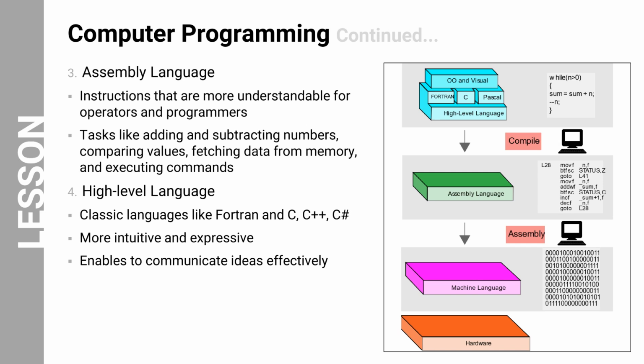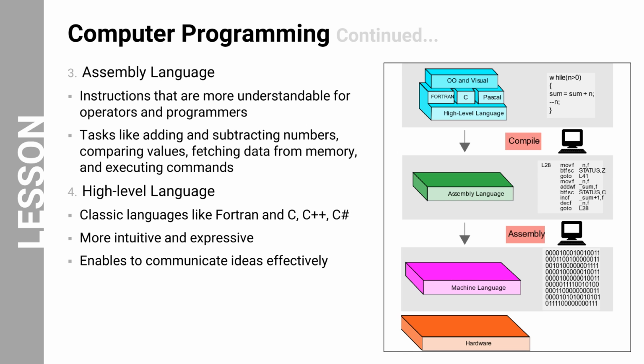One level above machine language is assembly language, where we start to see instructions that are more understandable for operators and programmers. These instructions include adding and subtracting numbers, comparing values, fetching data from memory, and executing commands. Assembly language is something we could program directly, but modern tools make this unnecessary by translating higher-level code into assembly and then into machine language.